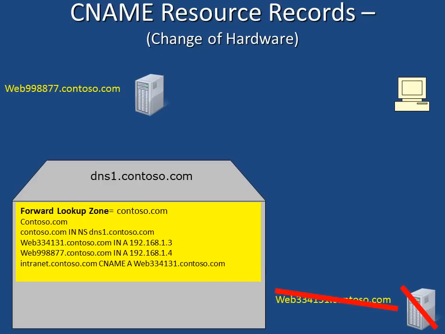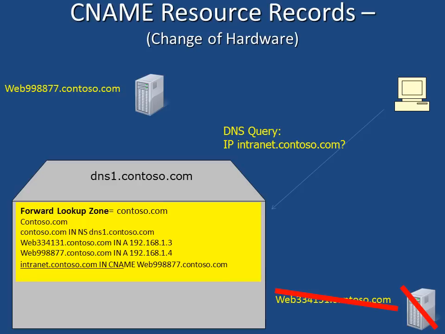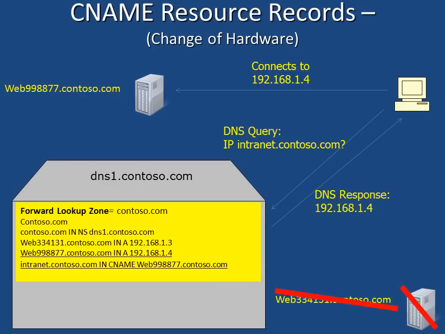So I'm going to go in and make a change, and then it will now point at web 998877.contoso.com. Same thing happens then with a DNS query. Queries that FQDN goes through the first CNAME record, then goes through the A record and maps that accordingly. So then that responds with the IP address, which the machine can then connect to.